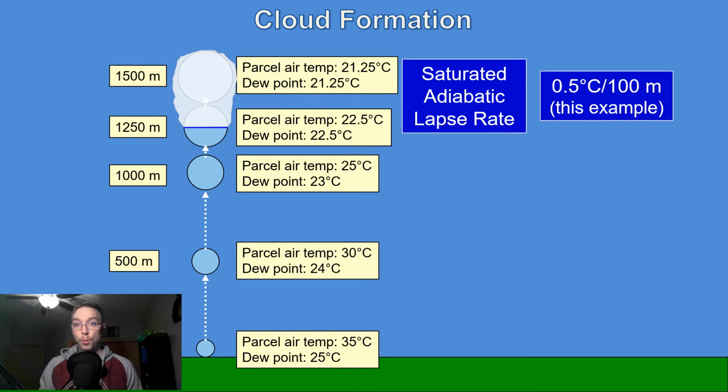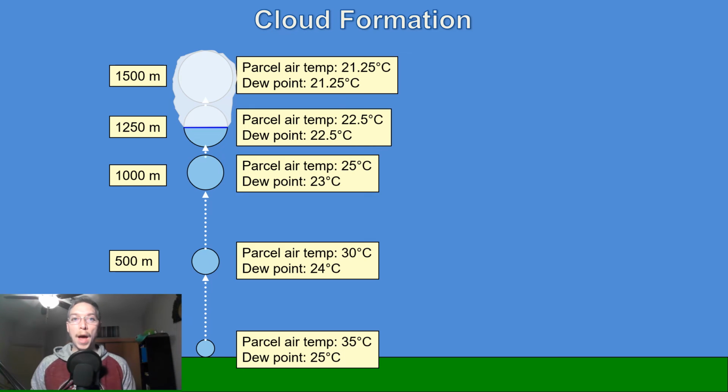The dew point will change at that same rate now. The dew point is changing at the saturated adiabatic lapse rate after you've reached the lifting condensation level. Prior to that, they change at different rates. The air parcel will change at the dry adiabatic lapse rate. The dew point will change at the dew point lapse rate. But once you hit that lifting condensation level, both are fluctuating at the saturated adiabatic lapse rate. That's something really important to note.